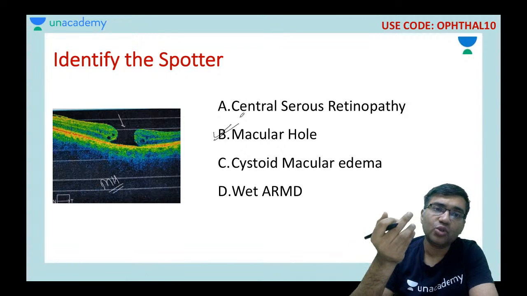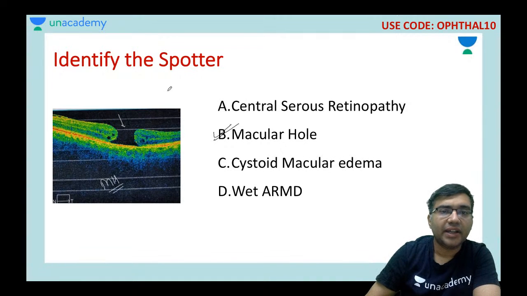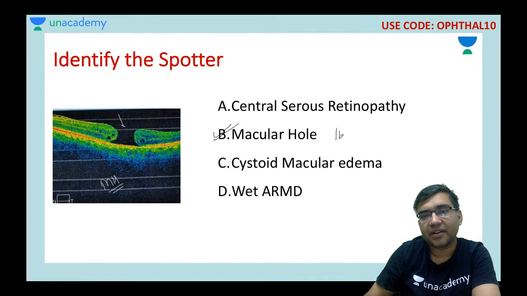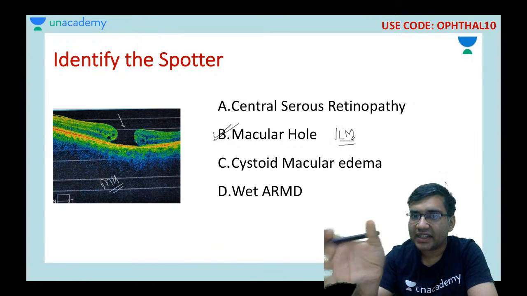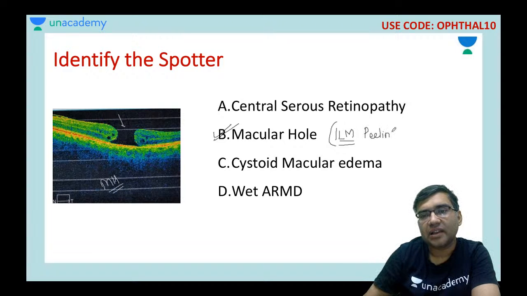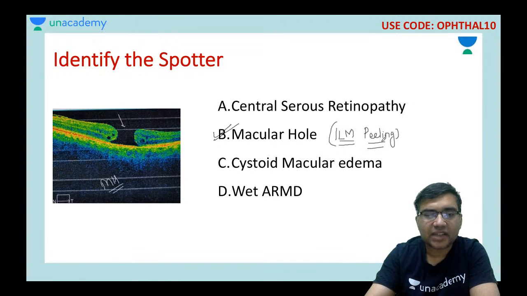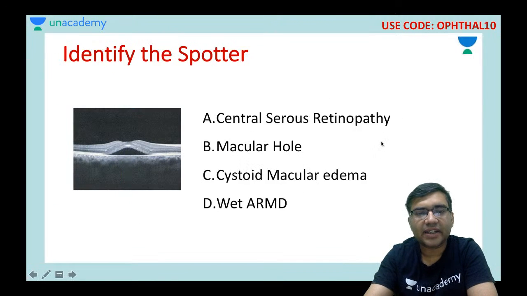And how would you do a surgical intervention? What you do is you basically remove the internal limiting membrane. You peel the internal limiting membrane of the patient and then it regrows. So the treatment of macular hole is ILM peeling.